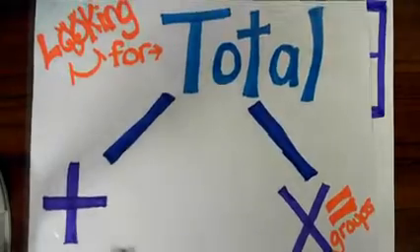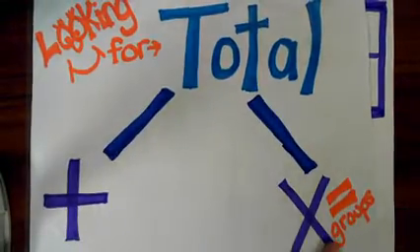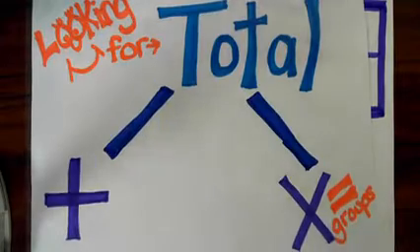So we know that we're looking for a total, and that only leads us to 2 operations. We have our addition, and we also have our subtraction. So we need to decide. I'm so sorry. Hey, it's almost the weekend here.